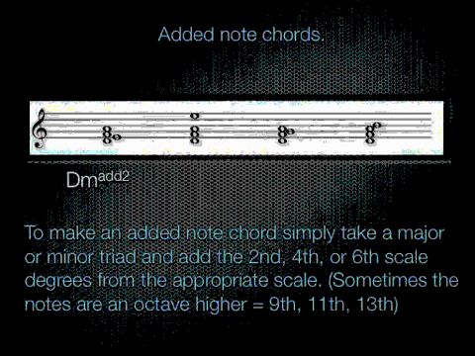And typically when you do this, the notes that you add are the 2nd, 4th, or 6th scale degrees, for the same reason. If we add the 1st, 3rd, or 5th, then we've just doubled one of the notes in the chord. If we add the 7th, it becomes a 7th chord. We have names for those. But if we add the 2, 4, or 6, and there isn't a 7th in the chord, then we use this added note type.